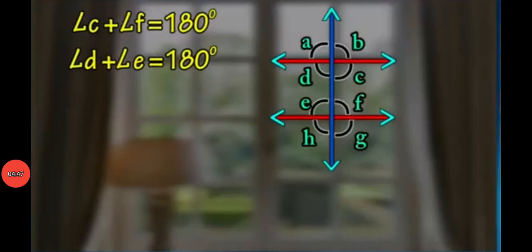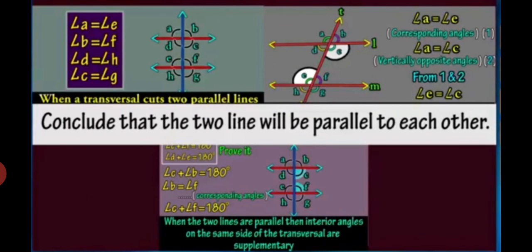So the conditions of parallelism are: if two straight lines are cut by a transversal such that a pair of alternate angles are equal, or a pair of corresponding angles are equal, or the sum of the interior angles on the same side of the transversal is 180 degrees, then the two straight lines are parallel to each other. So combining all the cases, we can conclude that the two lines will be parallel to each other.